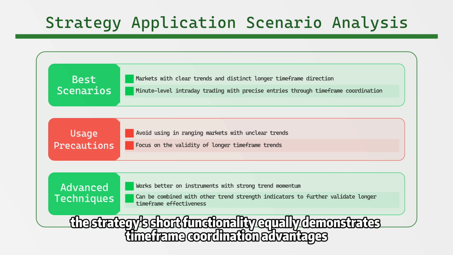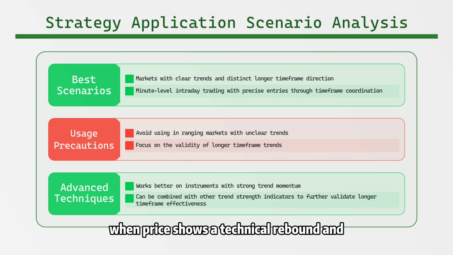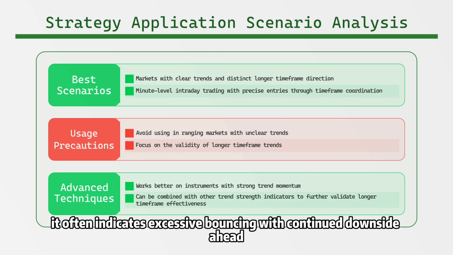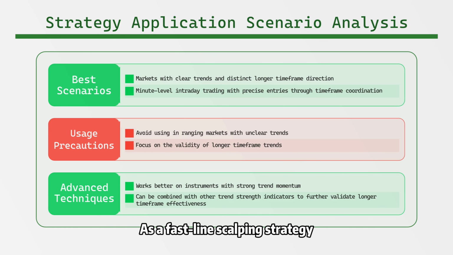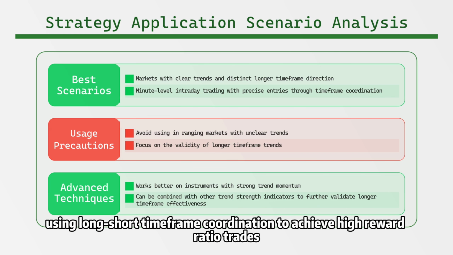In bear markets, the strategy's short functionality equally demonstrates timeframe coordination advantages. After confirming a downtrend on longer timeframes, when price shows a technical rebound and breaks above the IFVG high, it often indicates excessive bouncing with continued downside ahead. The strategy then generates short signals, helping you profit quickly in downtrends. As a fast-line scalping strategy, it is especially suitable for minute-level charts for intraday trading, using long-short timeframe coordination to achieve high reward ratio trades.